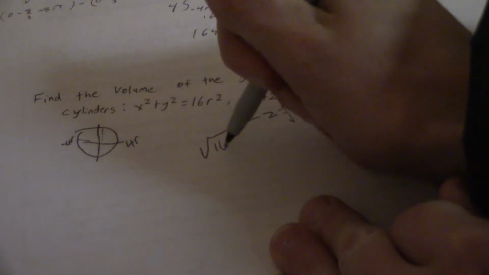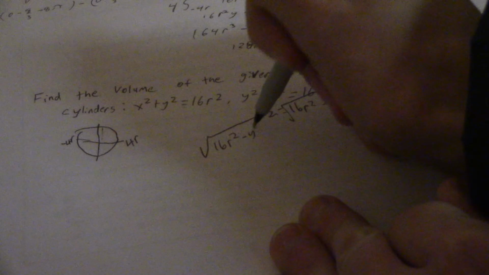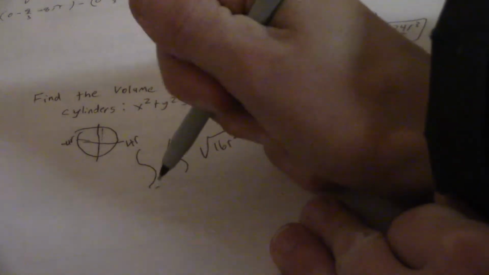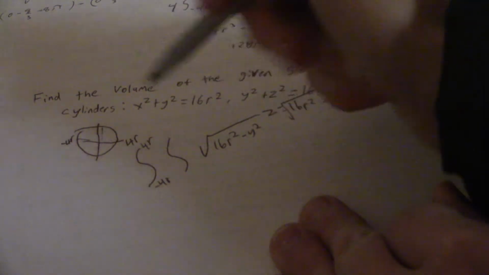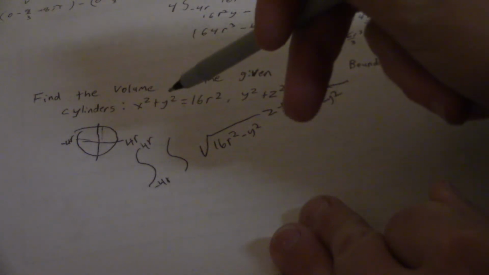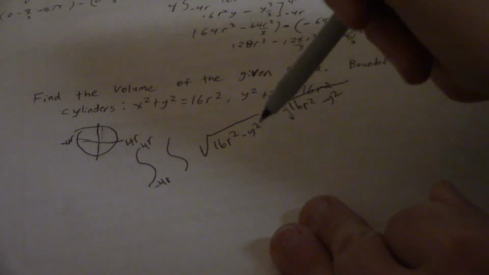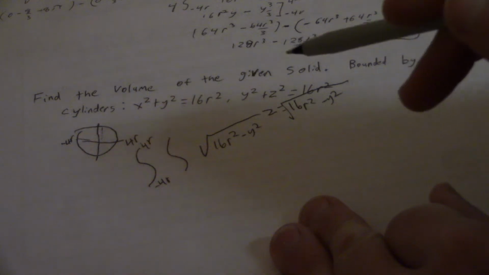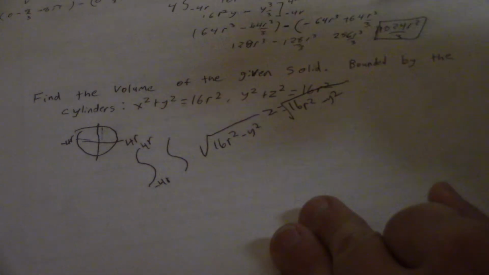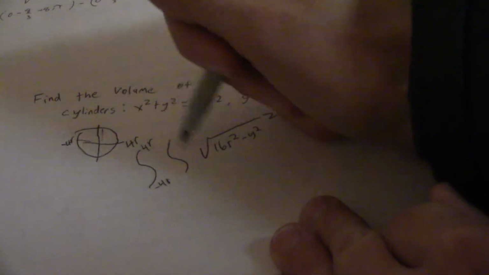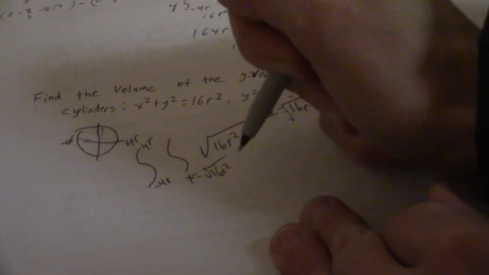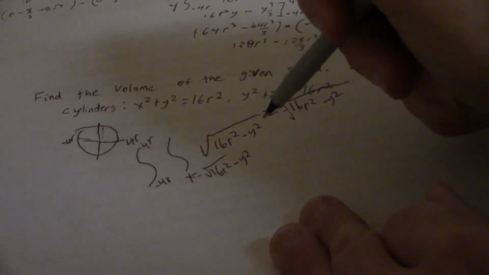So 16r squared minus y squared, and then you're going to integrate from negative 4r to 4r. Doesn't matter if you do x or y, but for the first equation you have to solve for either x or y, and since there's a y in this equation, if you solve for y, then you'll have to use integration by parts, and it will be a really messy integral. But let's just see what happens if we use x. Then x equals the square root of 16r squared minus y squared, which is the same as that.